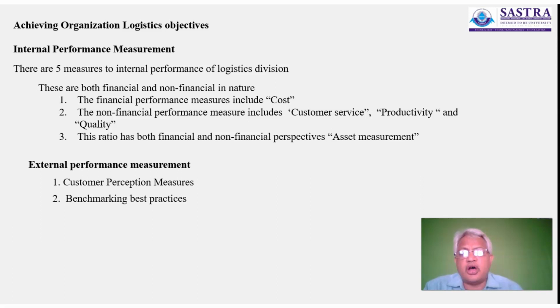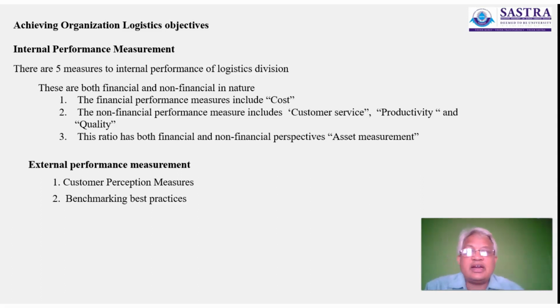So the non-financial performance measures include customer service, very important, productivity, and metrics related to quality, which is very intangible, very difficult to measure. Now, there is a ratio that has both financial and non-financial perspectives. That is one ratio, which is known as asset measurement. So totally we have 5 measures: cost, which is financial; customer service, productivity and quality, which are purely non-financial; and the fifth one is asset measurement, which has the qualities of both financial and non-financial.